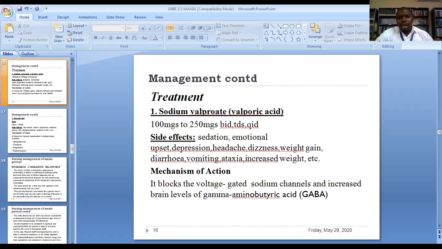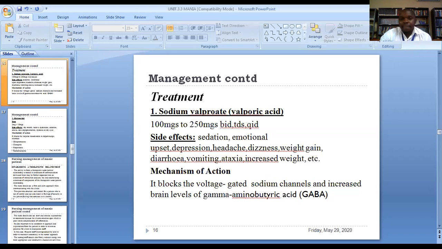Now, how do you actually treat mania? Treatment of mania, you can actually use the following drugs. You can use sodium valproate, which is also sold as valproic acid. You can give 100 milligrams to 250 milligrams twice daily, or thrice daily, or 4 times in 24 hours. This drug is actually a generic drug.